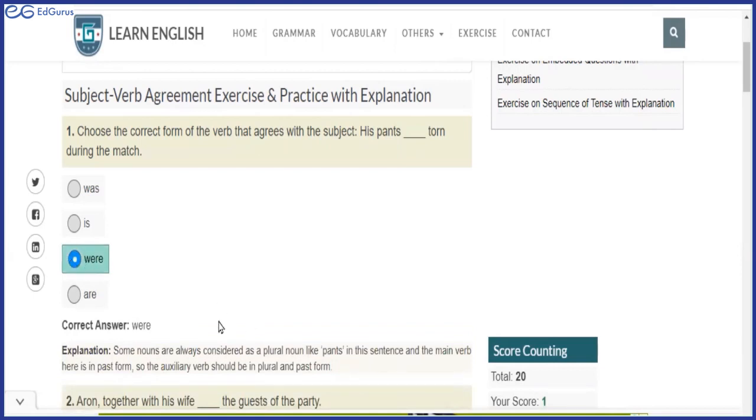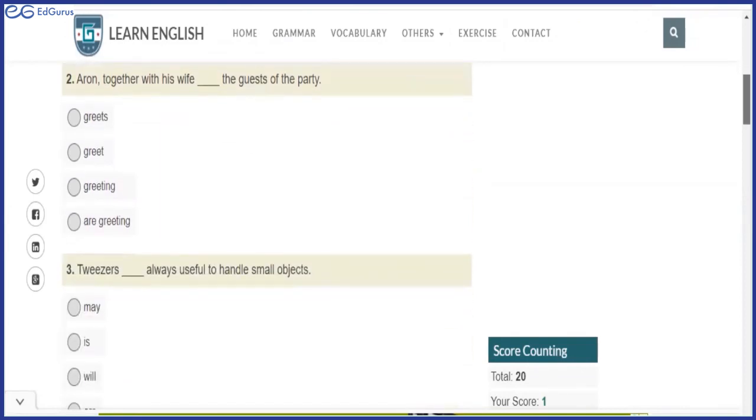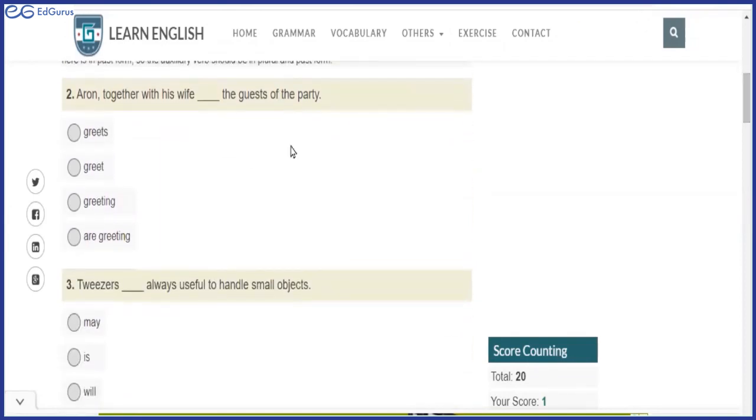Yes, ma'am. Now you will see the explanation given here. Some nouns are always considered as a plural noun, like pants. And the main verb here is in past form. So the auxiliary verb should be in plural and past form. That is were. Is that clear? Okay. Now I will not read the question. You will read so that you understand and you attempt. Yes, read this. Second. Arun, together with his wife, dash the guests of party.